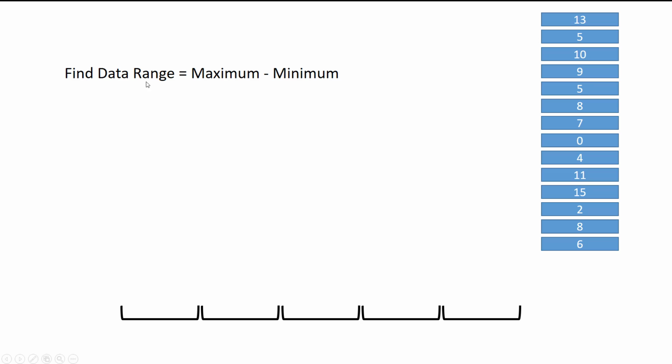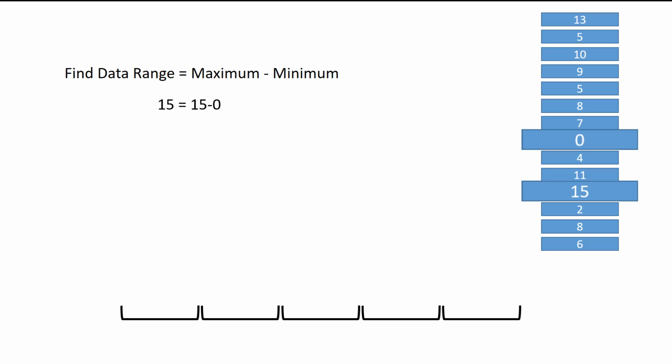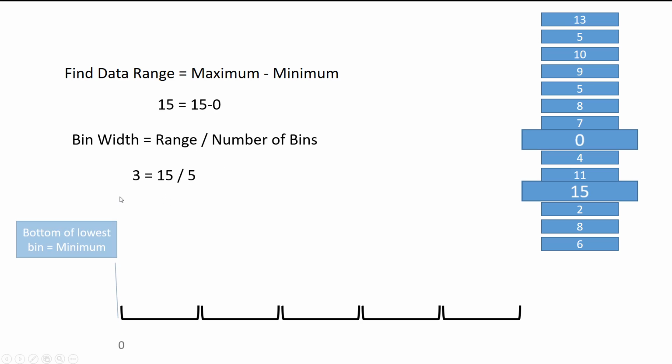So we need to first find the range. The range is always maximum minus minimum. We have all of our occurrences here. There's our maximum and our minimum. So our range is 15 minus 0, which is 15. And our bin width is our range divided by the number of bins. Again, today we're using 5. So 15 divided by 5, our bin width is 3.